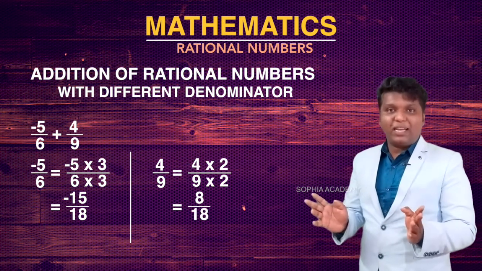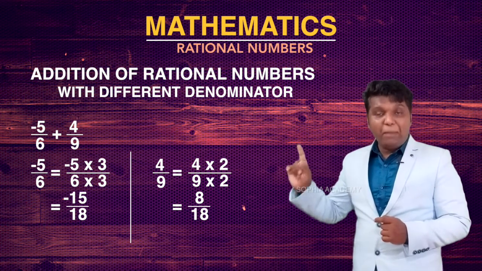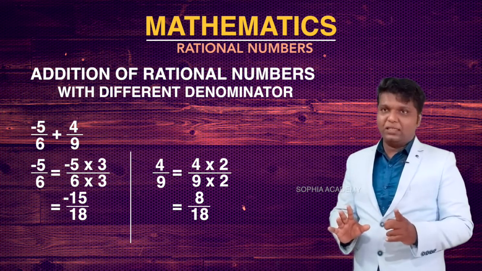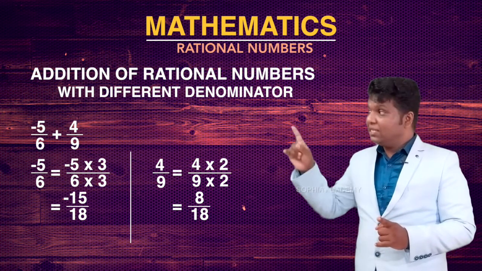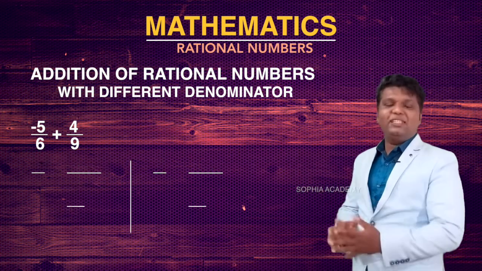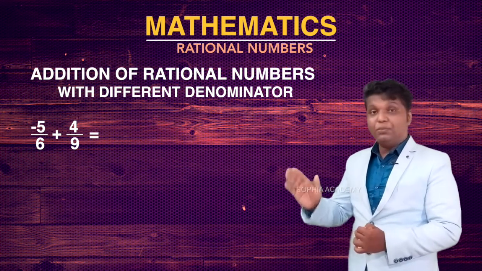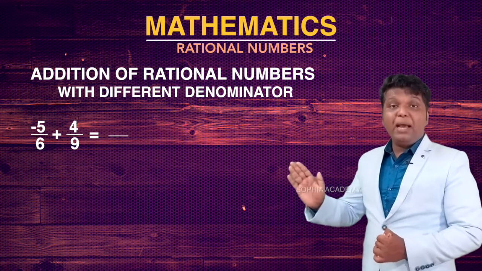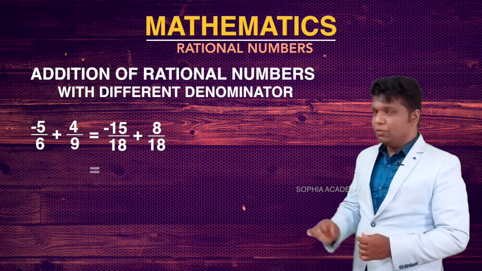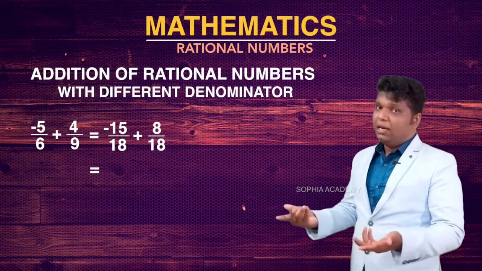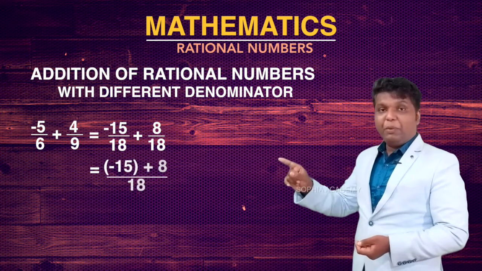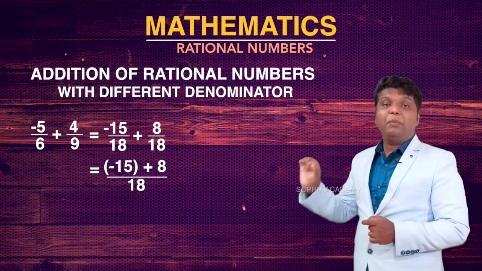So you got two new fractions, right? What is the first fraction? Minus 15 by 18. And now you got 8 by 18. Two fractions. Now you can see that the denominators are same. Now things are very easy. Just add these two. How will you add? Minus 15 divided by 18 plus 8 by 18 is equal to, as they are having the same denominator, it's easy. Just put the same denominator in the answer part also, right? So minus 15 plus 8 divided by 18.